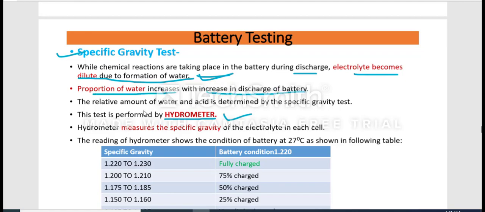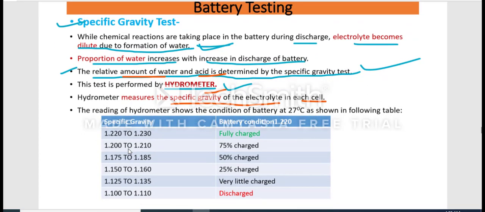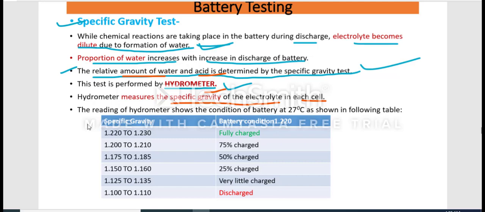The relative amount of water and acid, this is important, is determined by the specific gravity test, and the equipment used to carry out the specific gravity test is the hydrometer. The hydrometer measures the specific gravity of the electrolyte in each cell. Here one table is given, and this test is carried out at 27 degrees Celsius temperature.